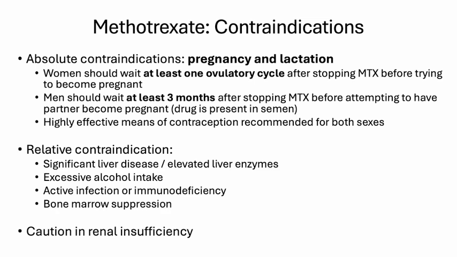There are a couple relative contraindications for methotrexate that include significant liver disease, elevated liver enzymes, patients who excessively intake alcohol, any active infection or immunodeficiency, and any patients with bone marrow suppression for other reasons. And caution should also be taken in patients with renal insufficiency.